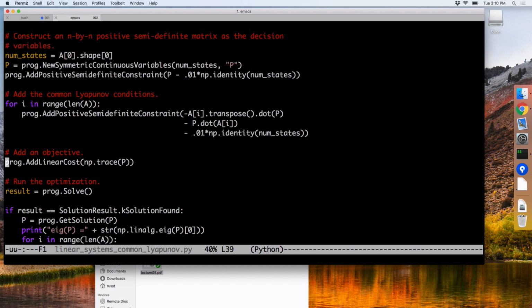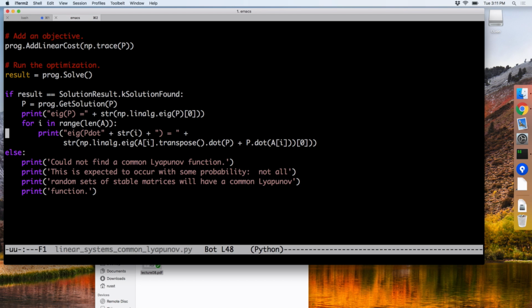I put an objective in. You don't have to, but I'm in the habit of doing it because, again, you don't want to leave the optimizer too many options. It's better to sort of tell it what you want. So this is just saying, reduce the trace of P, so somehow makes P smaller, all things equal. Okay, and then I just print out some stuff.